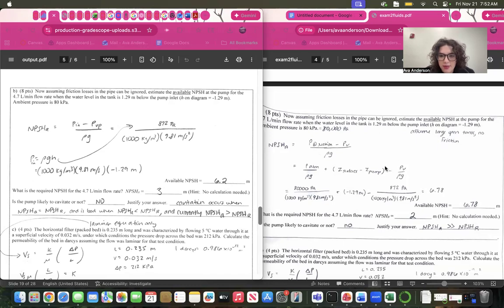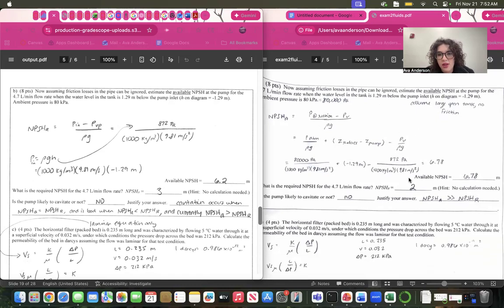So then NPSH available is the P at suction point divided by PV over rho G. And you can simplify that down since you have the different heights of the surface and pump themselves. That's P atmosphere divided by rho G plus the Z of the surface minus the Z of the pump. And you subtract that by PV over rho G. And that ends up getting you 6.78 meters of available NPSH.